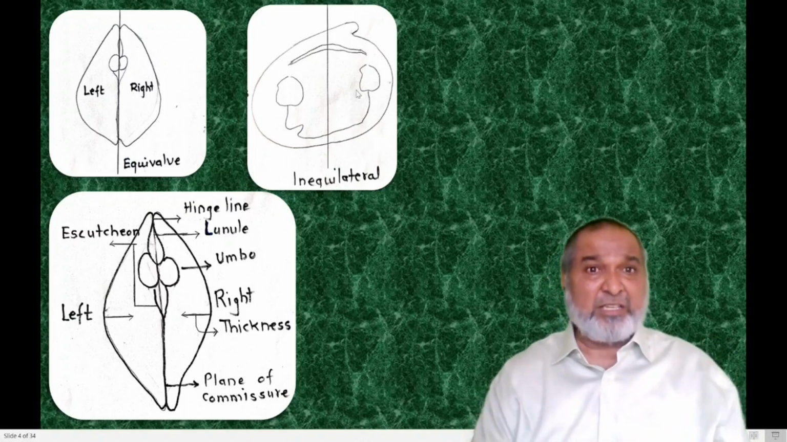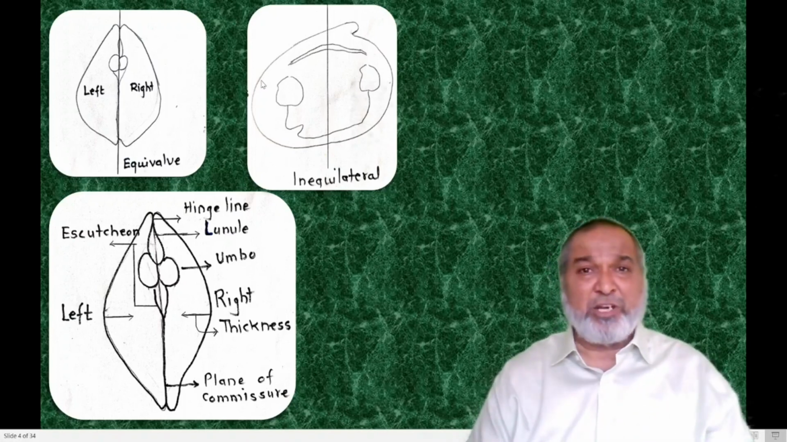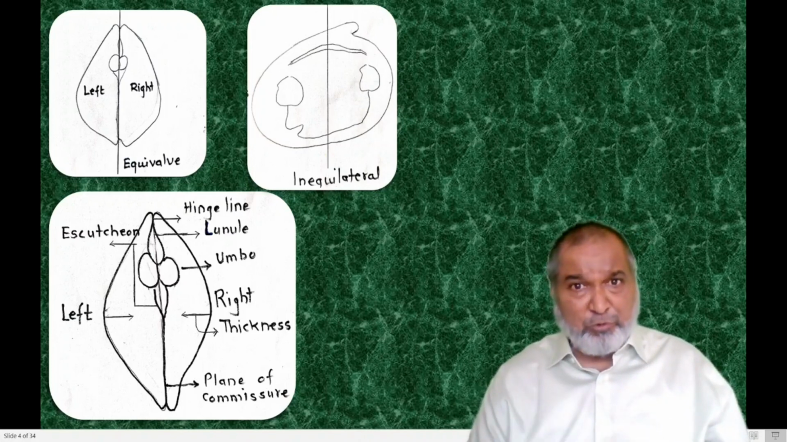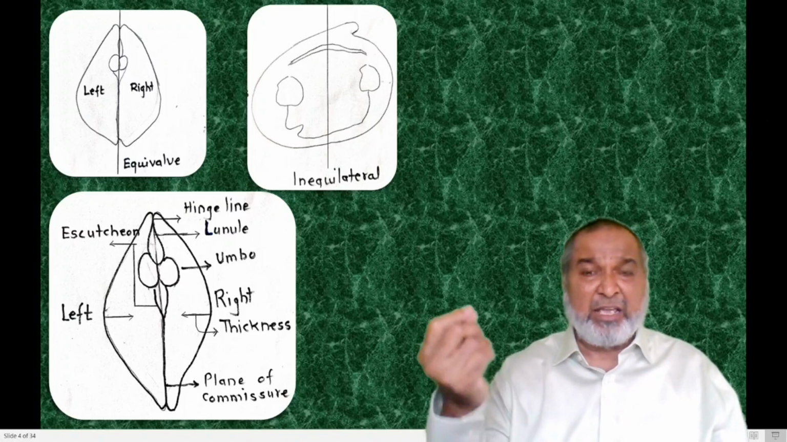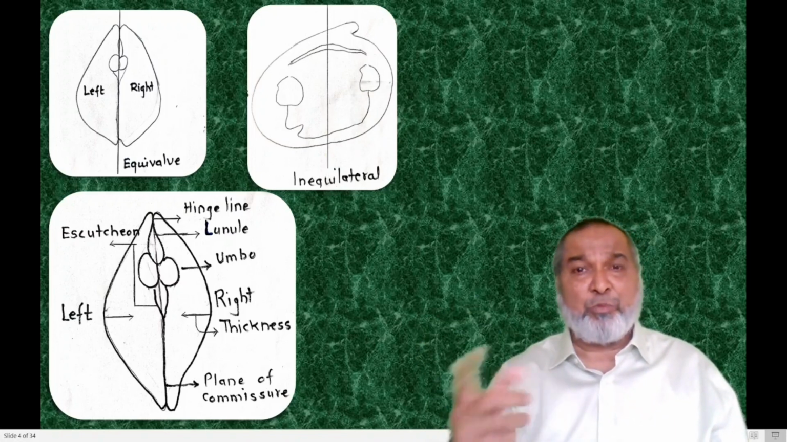Now how many points have we seen? Equivalve, this is one point. The second point is inequilateral. The third point, left and right wall. The next one, dorsal, ventral, anterior, posterior. These points will be useful in the theory, when you distinguish between or give the similarities and dissimilarities between the Lamellibranch and brachiopod shell.